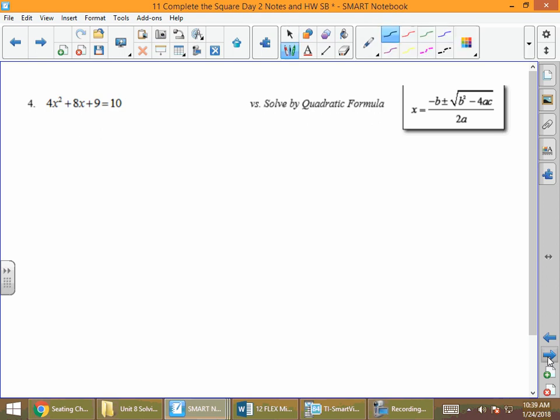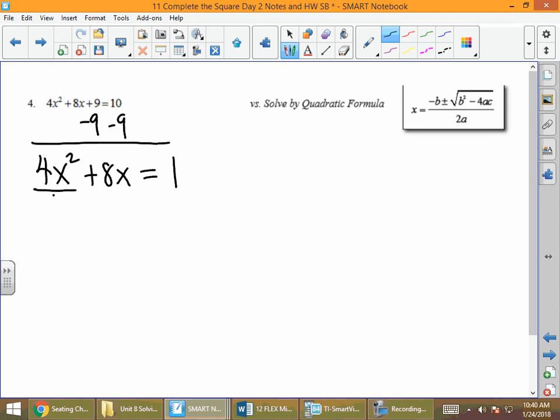because our first step in the steps is to put the variables on one side, the constant on the other. So we get 4x squared plus 8x equals 1. Variables on one side, constants on the other. But the problem is, there's still a number in front of the x squared term.